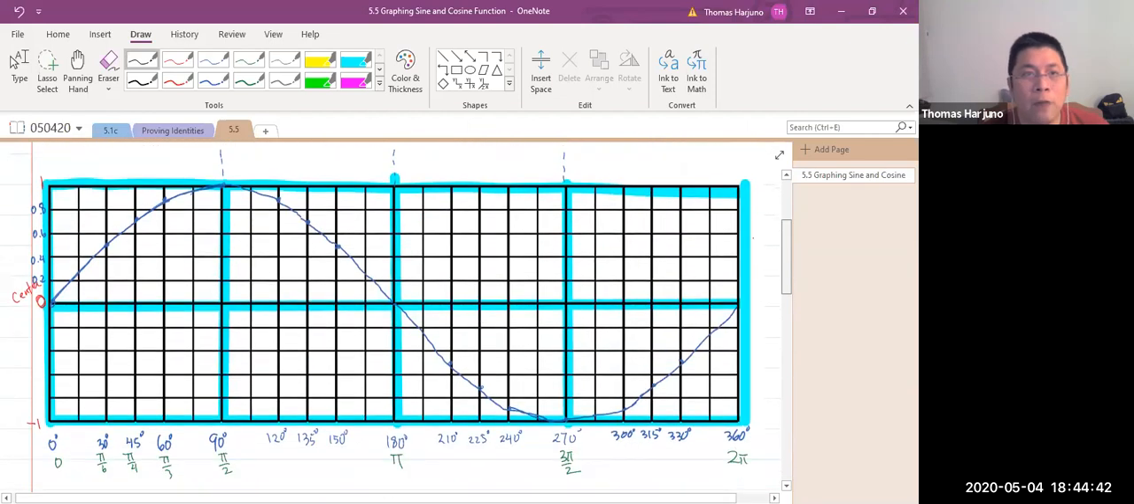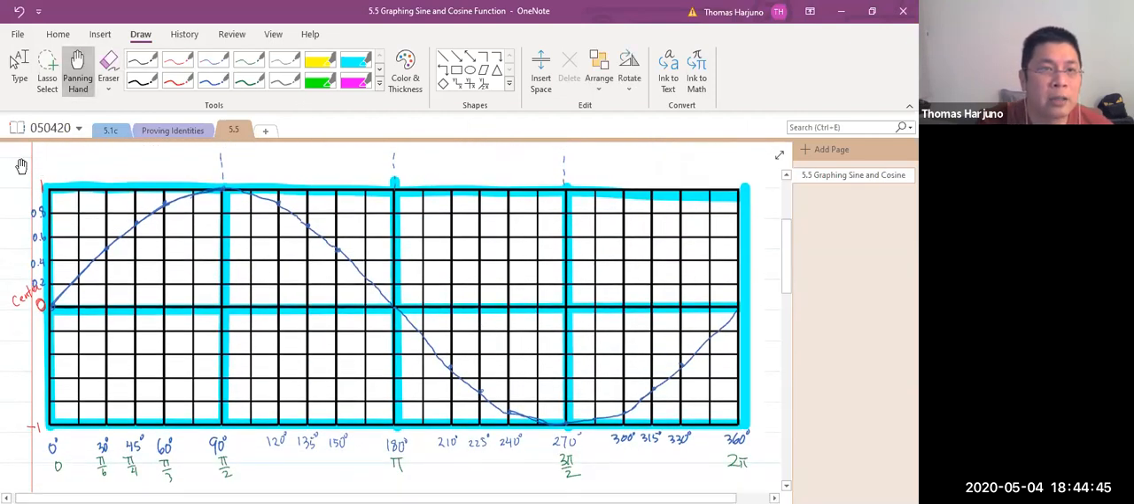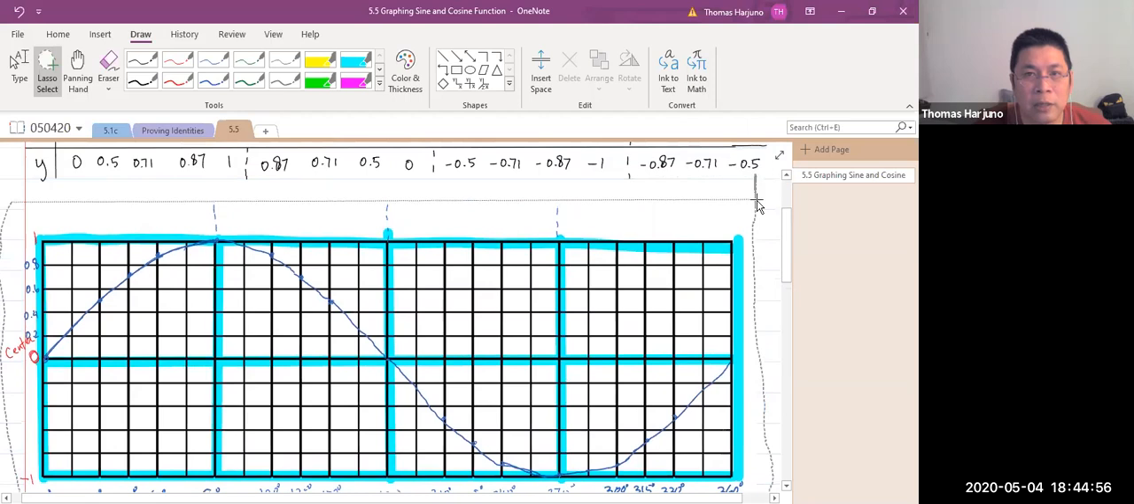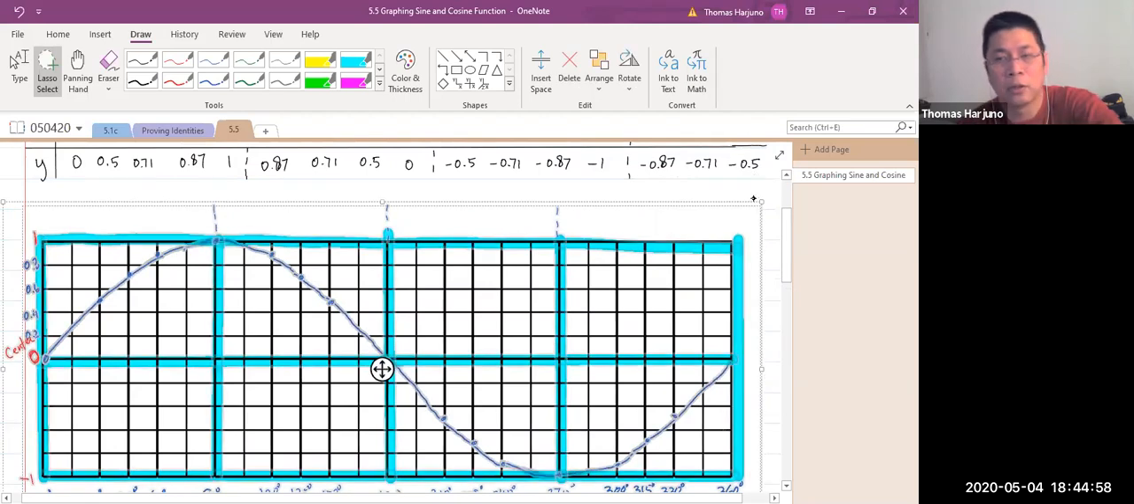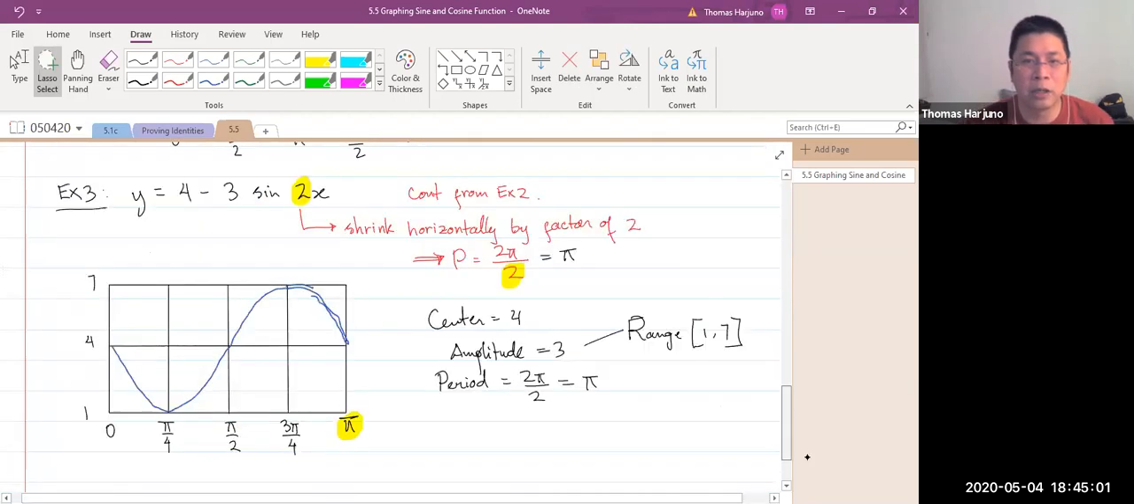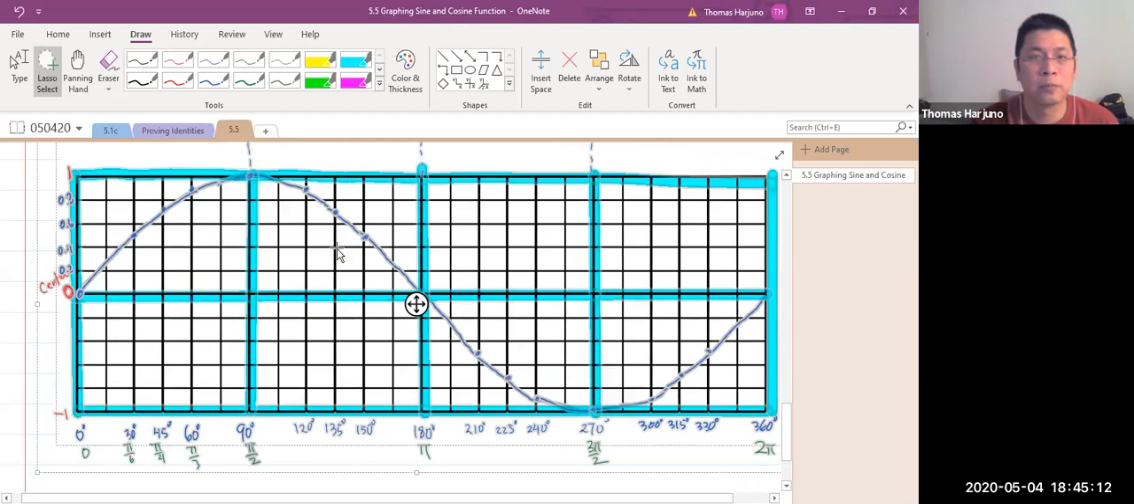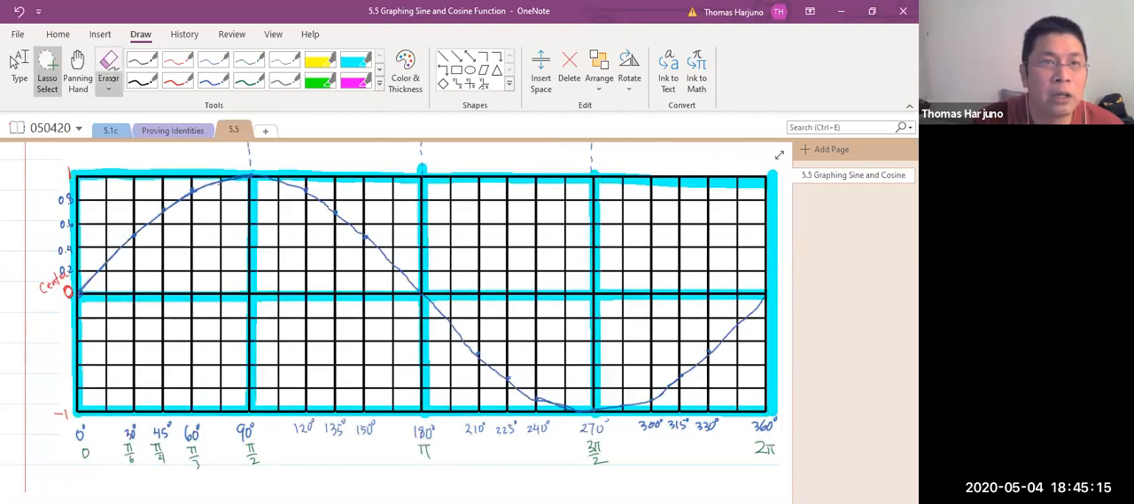Now, if the graph of sine looks like this, now what will the graph of cosine look like? Let me copy this. So it's very similar anyway. Copy this, bring it down. Okay, and I will delete the sine graph.